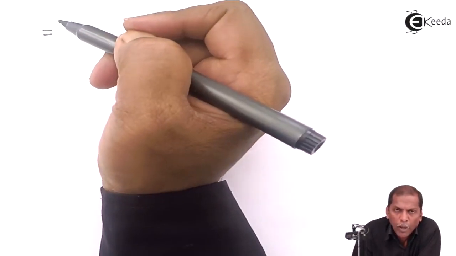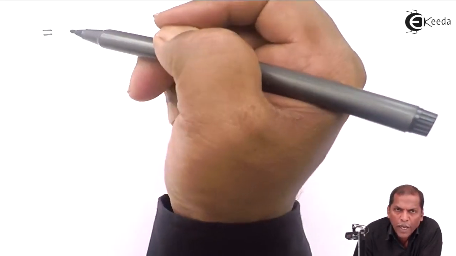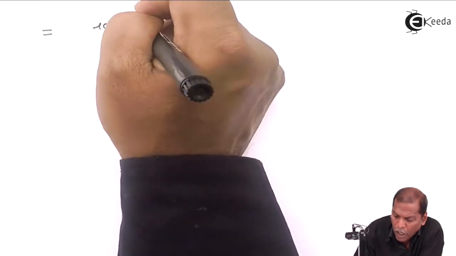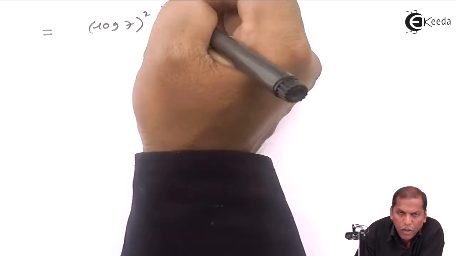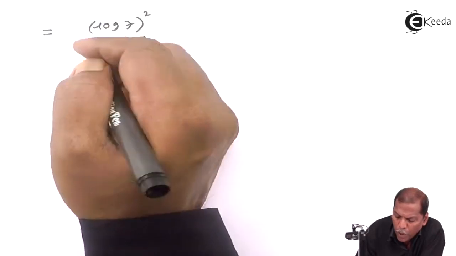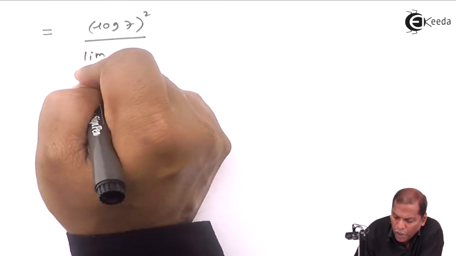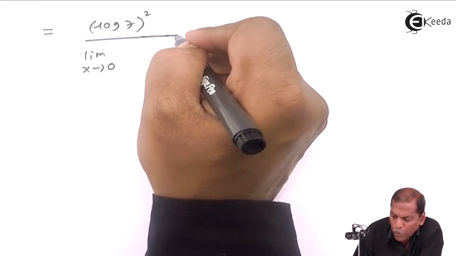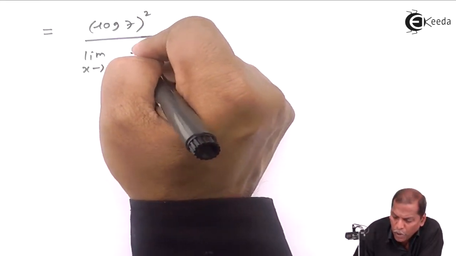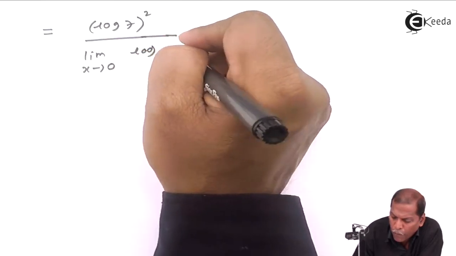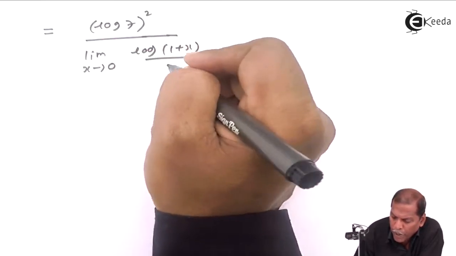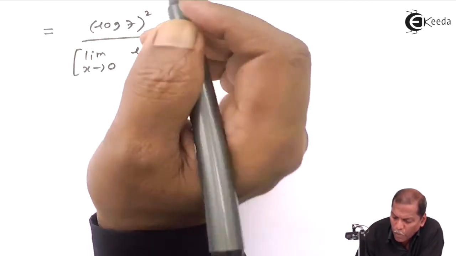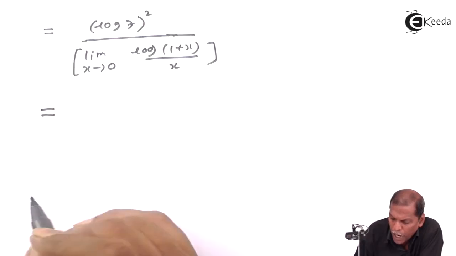That is equal to, now limit as x tends to 0 of (7^x minus 1) upon x, so that gives log 7, and the bracket squared we write as it is, upon, in the denominator we are left with limit as x tends to 0. Now we cancel x from numerator and denominator, so we are left with log of (1 plus x) bracket complete upon x in the denominator.